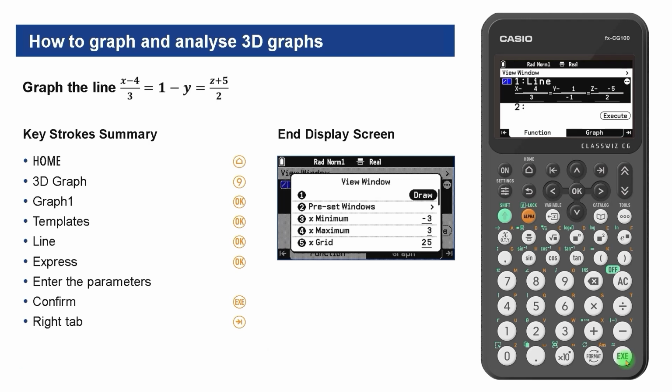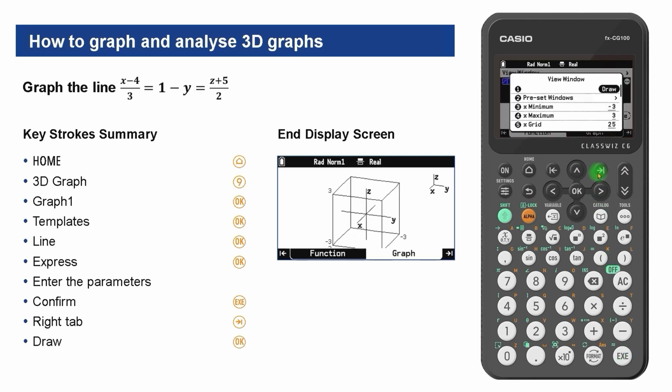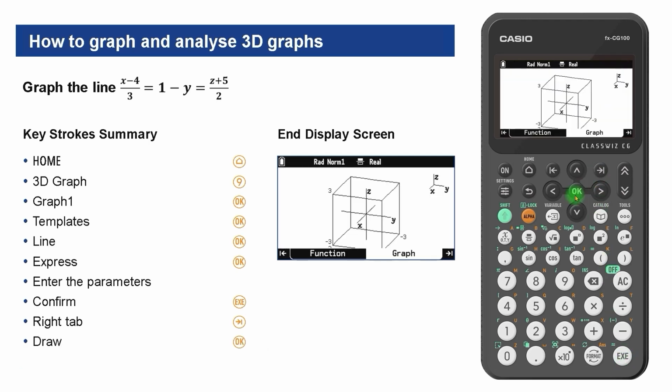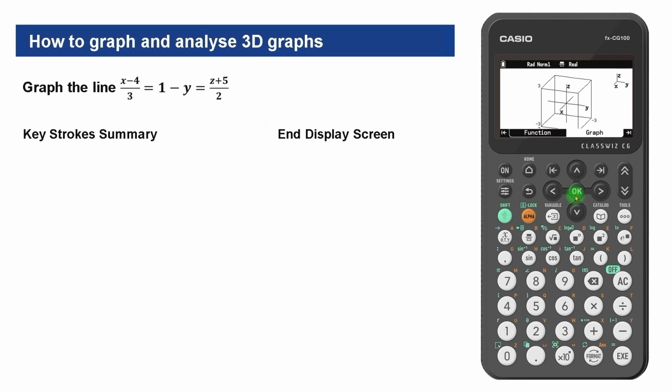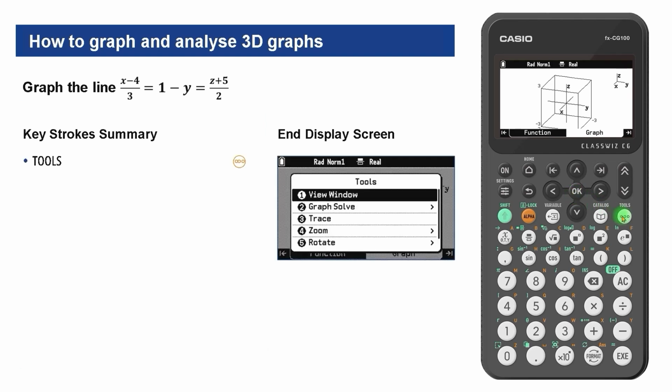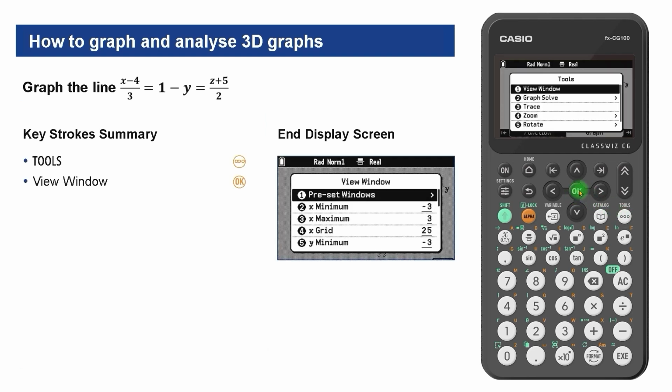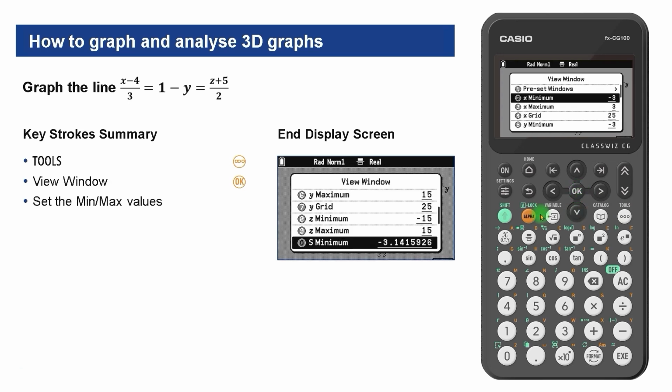To graph the line, press Right tab and Draw to show the default 3D axes. The plot of the line lies outside the existing settings, so the scales need to be changed. Press Tools and select View Window. Then set the X, Y and Z axes maximum to 15, one at a time, and then the minimum values to -15. The grid values specify the number of points plotted and does not need to be changed.